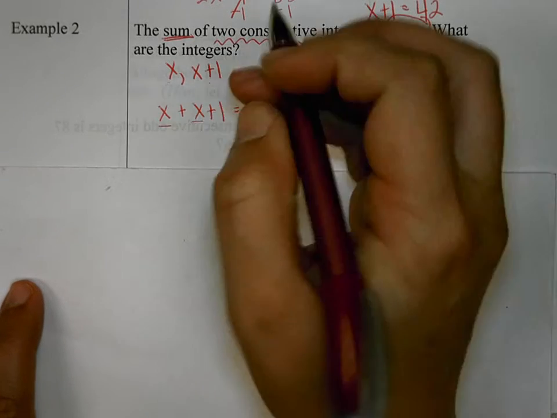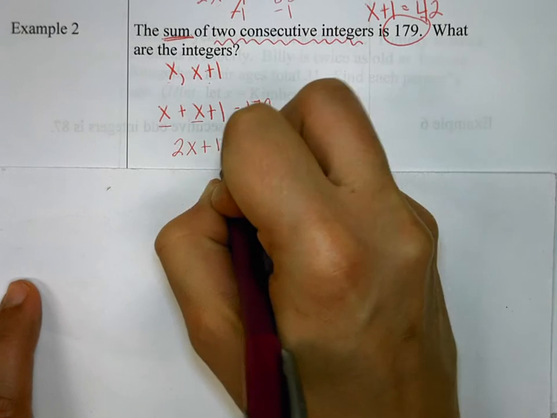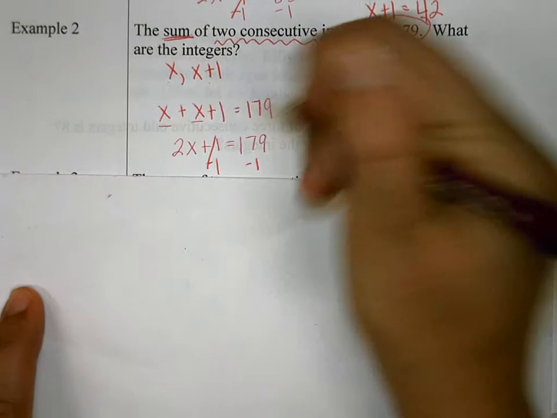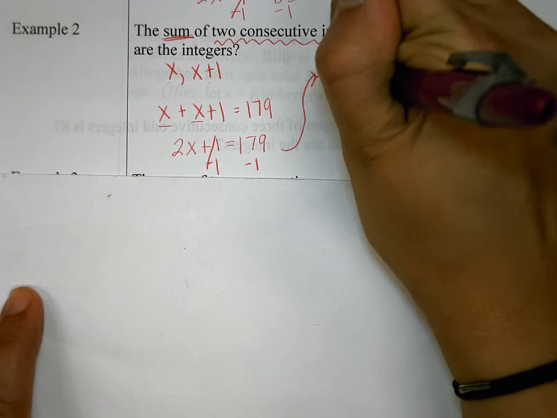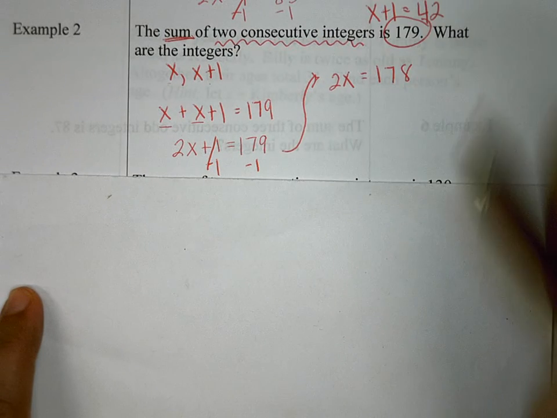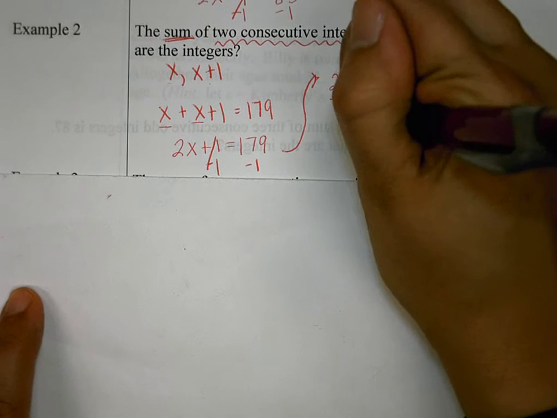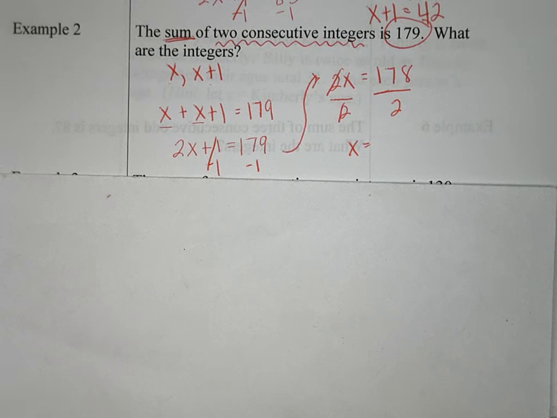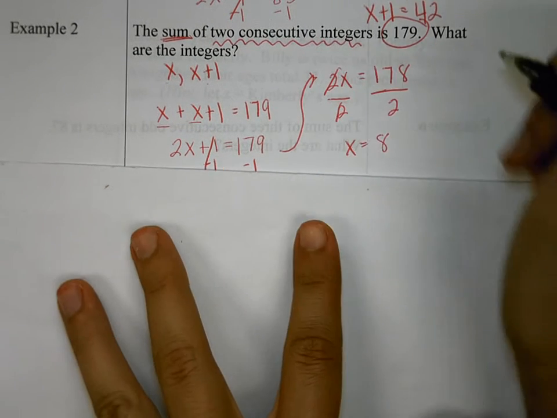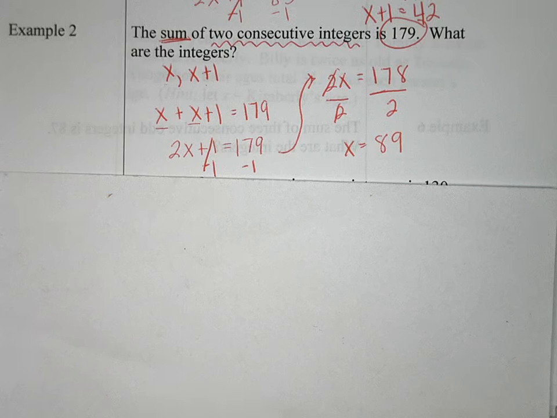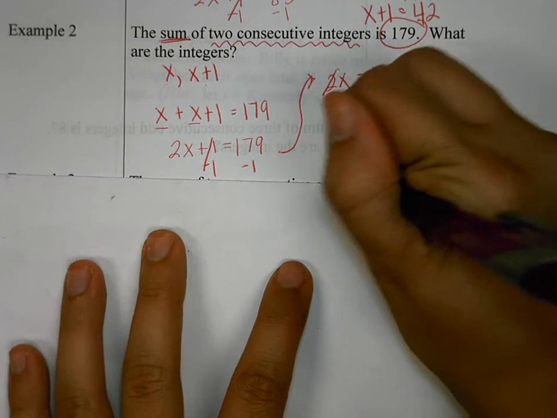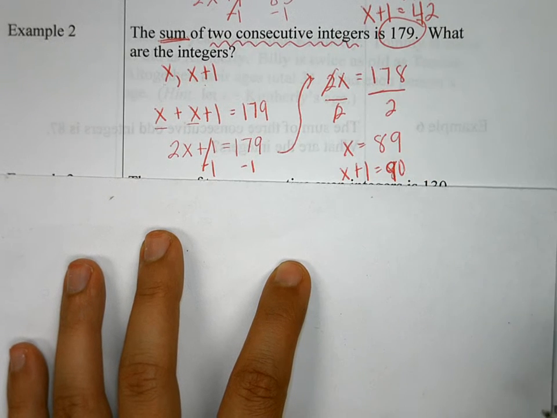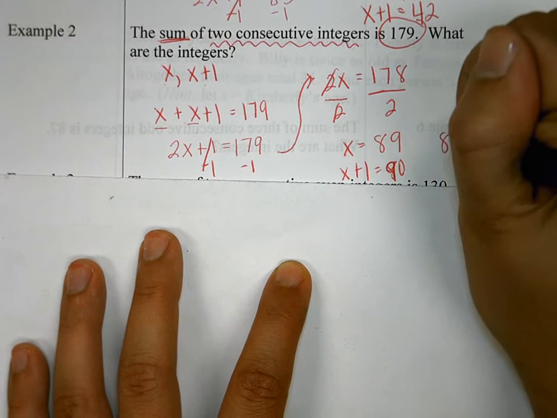We combine like terms to get 2x plus 1 equals 179. Subtract 1 from both sides, so that gives us 2x equals 178. And then divide both sides by 2 to give me x equals 89. So that means my next integer, x plus 1, is 90. So my answer should be 89 and 90.